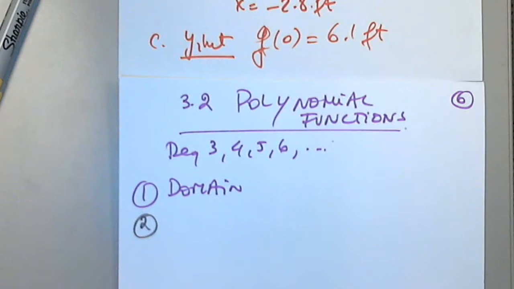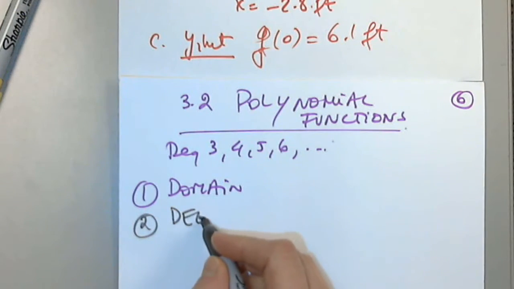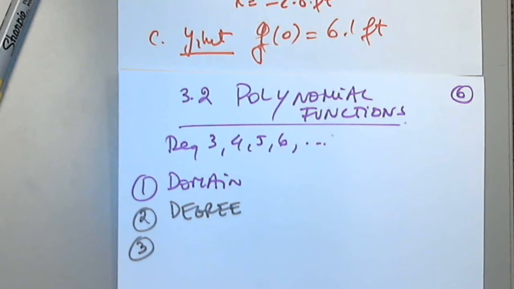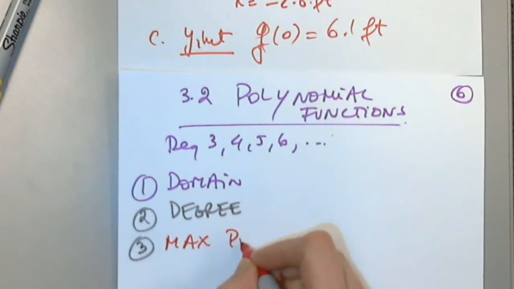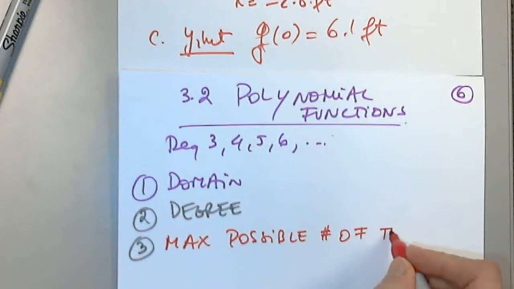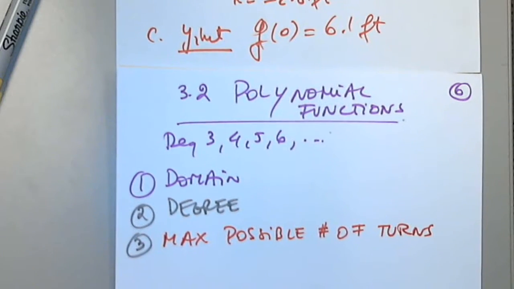Number 2, degree. Number 3, something we haven't seen before. So I'm going to put those in red. Max possible number of turns. By a turn, we mean a max or a min. We can no longer talk about vertex. So we call them now max min or turns, not vertex or vertices.